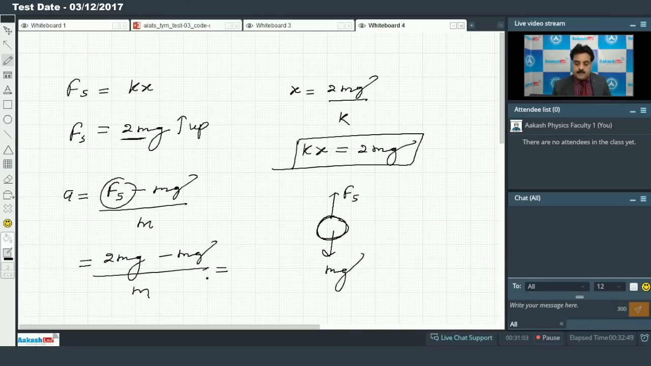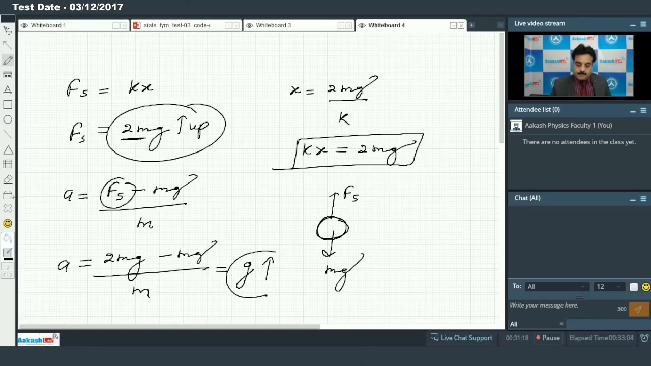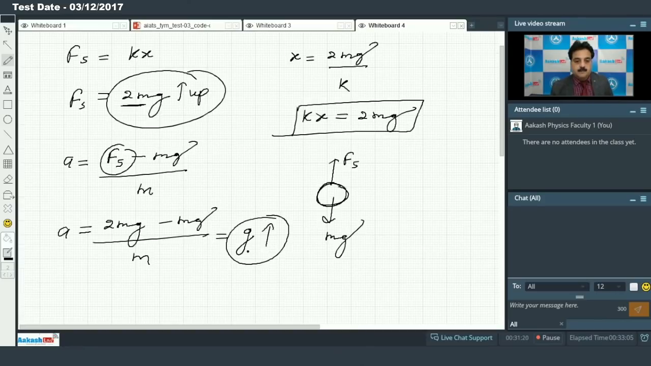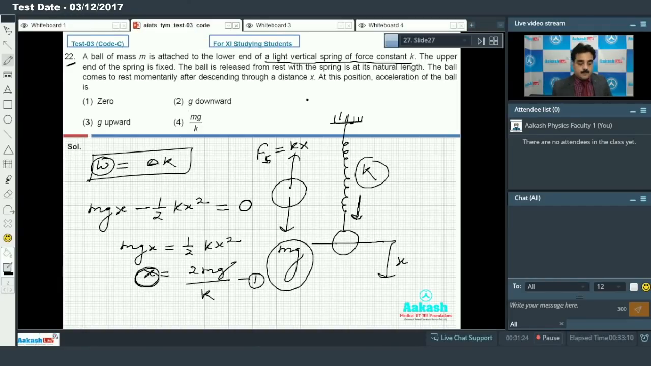So in 2mg minus mg, the mass cancels out, and you will get only g, because the direction of this force is up. So the acceleration of the ball is upward. This is my final answer. So on behalf of that, we can say my option number 3 is correct.